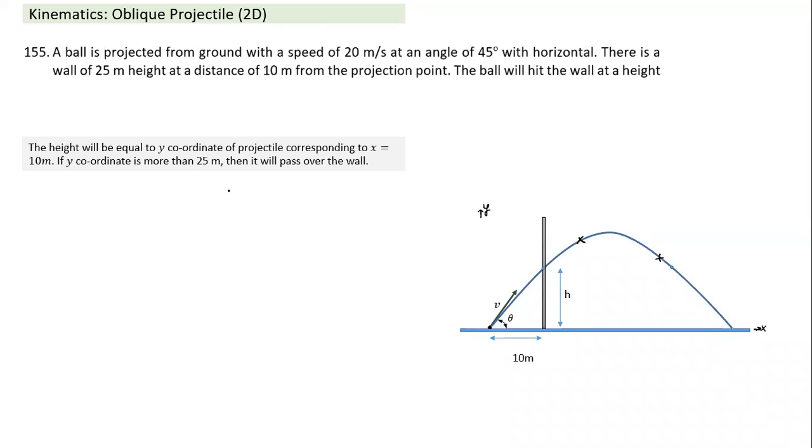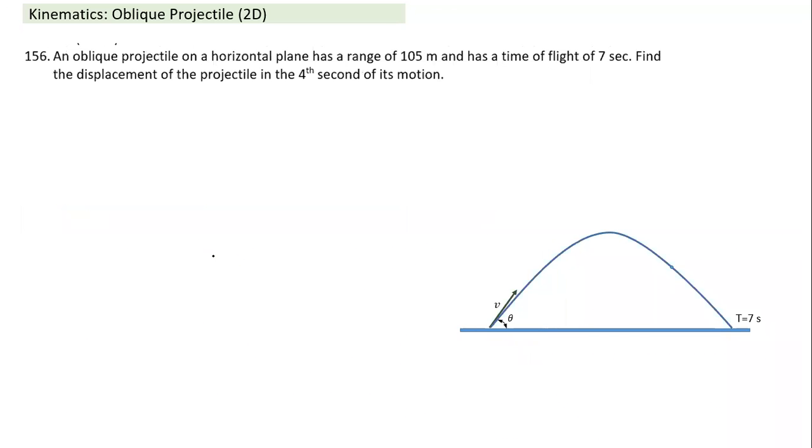At what height will this hit? Then we can easily calculate using the trajectory equation. All values are known. Theta is known, u is known, and the x value is known. We can find y, or you can solve using the basic approach also. Next question.